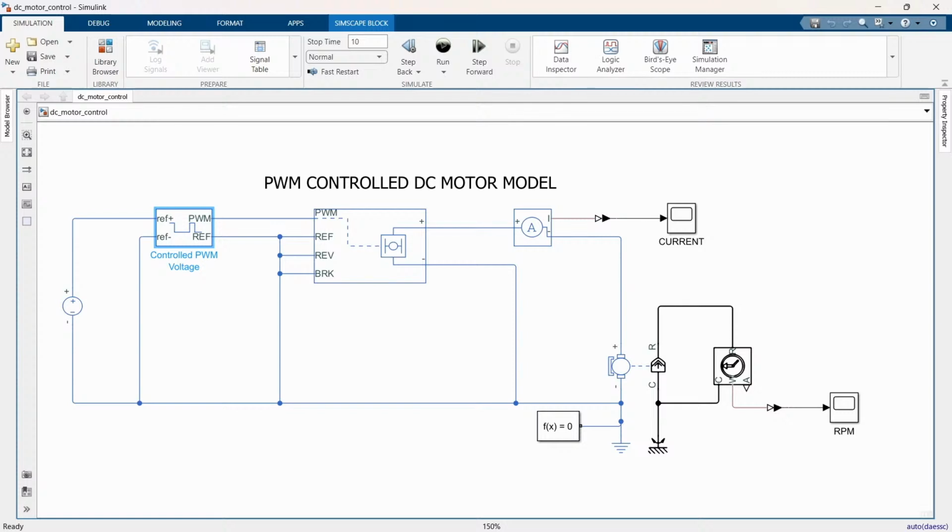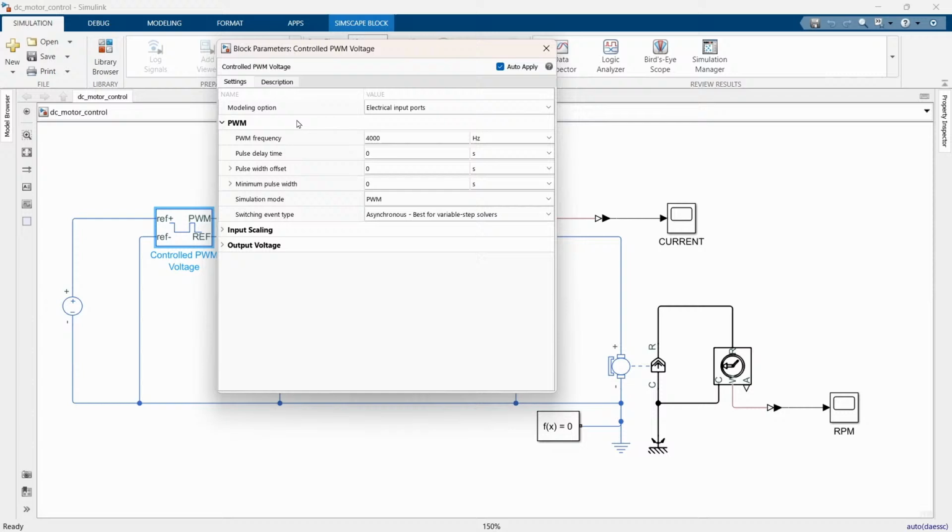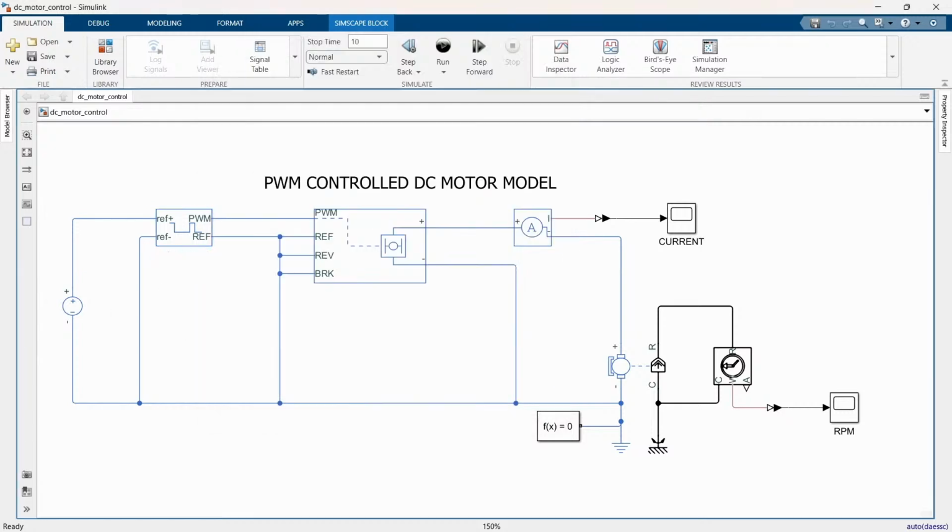So here we have a duty cycle. Duty cycle is the ratio of on time to the total period of the PWM signal. It determines the average output voltage as well. If you double click on this PWM voltage block, here you can see the modeling options and also the simulation mode. PWM mode means the output is PWM. Average mode means the output is a constant voltage equivalent to the average of the PWM signal. You can change this also.